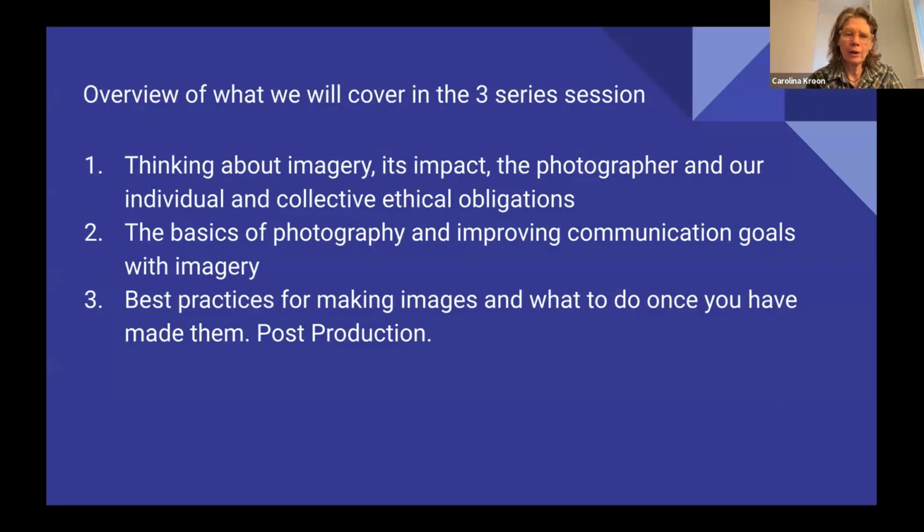Then on December 4th, we'll be covering the third one, which will talk more about best practices once you've made the images. You've made the images, and what do you do with them? Sort of what we can call post-production, after we've made it. So we'll look more into that. And so let's go through.